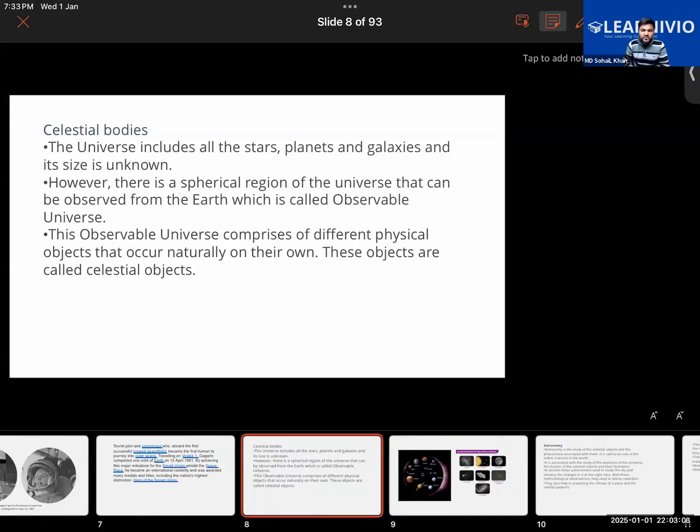So we know that our universe is so vast, it is beyond measurement, beyond our visualization, right? And it contains lots of objects like stars, planets, galaxies, whose size is unknown. The universe is expanding, and everything in the universe, its size and their numbers is unknown. When we include stars, planets, and galaxies all together, these are called celestial bodies, right?